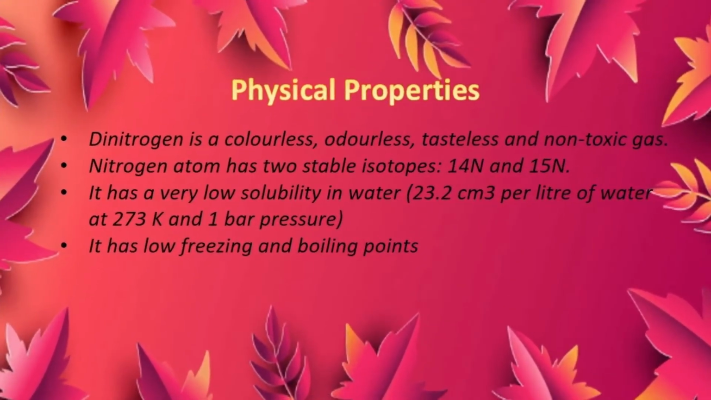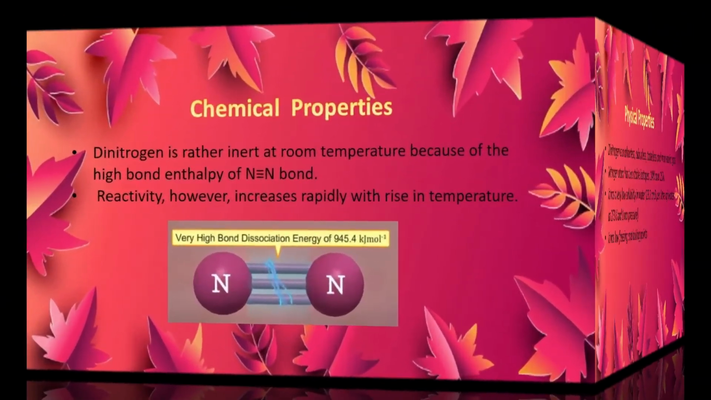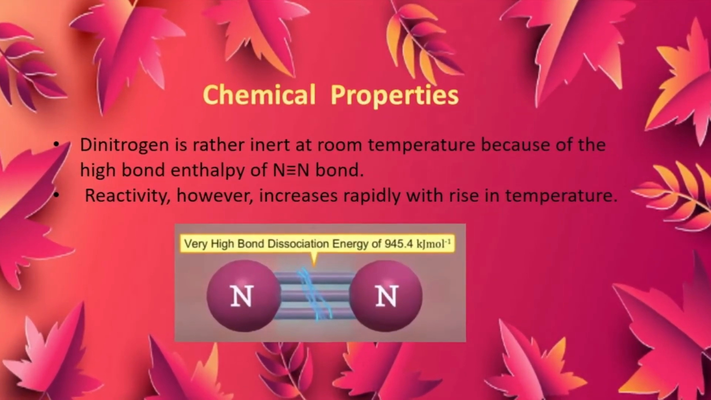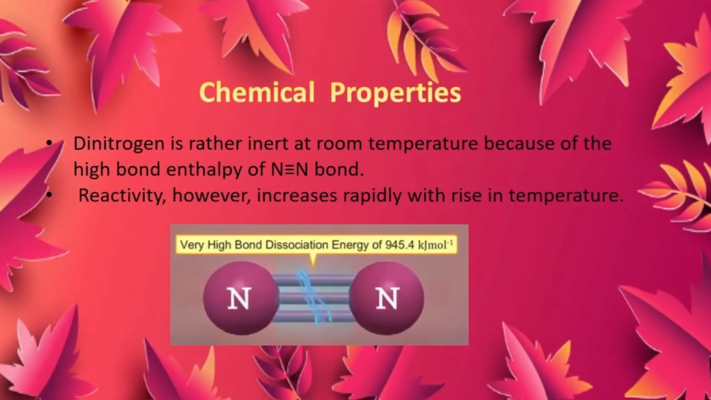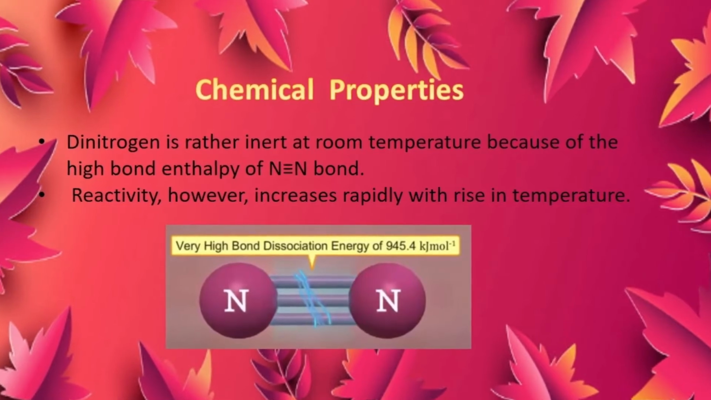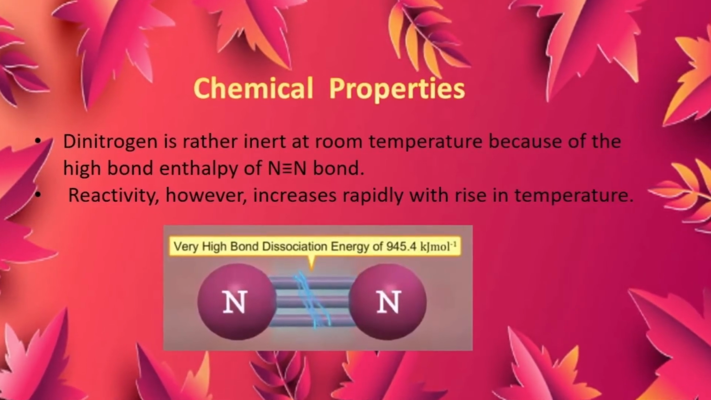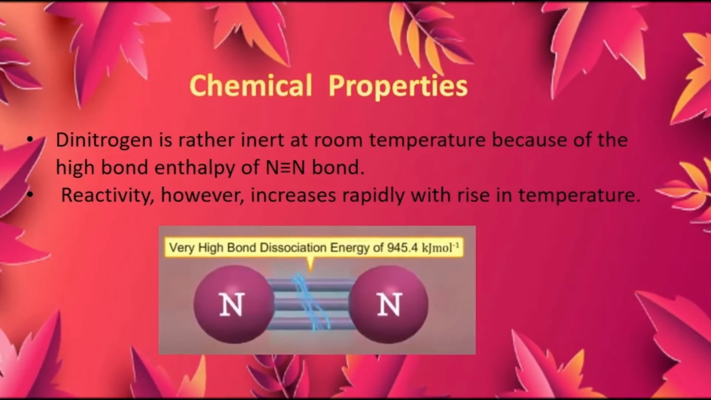These are the physical properties of dinitrogen gas. Now let's discuss the chemical properties of dinitrogen. This dinitrogen is inert at room temperature because of its high bond dissociation enthalpy. From the examination point of view, this is an often asked question.